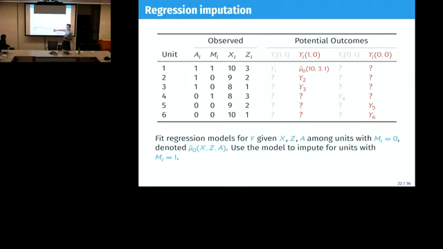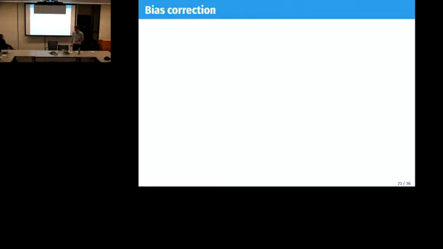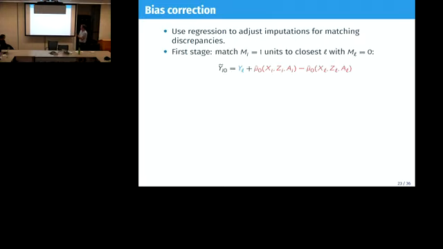This is essentially what a complicated version of this, structural nested mean models, are doing. So what we're going to do is use that idea that there's this kind of regression adjustment imputation you could do to get a bias correction procedure. We're going to use regression to adjust the imputations for the matching discrepancies that we observe. There are no perfect matches as soon as you have a continuous covariate, so you're going to end up with some matching discrepancy.